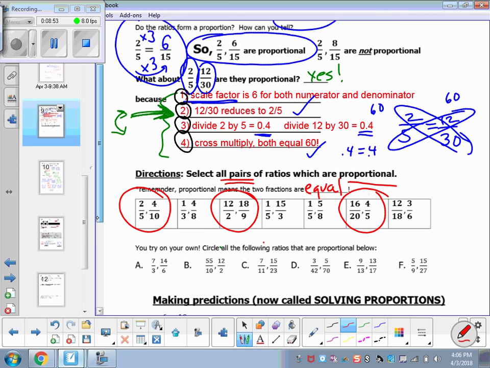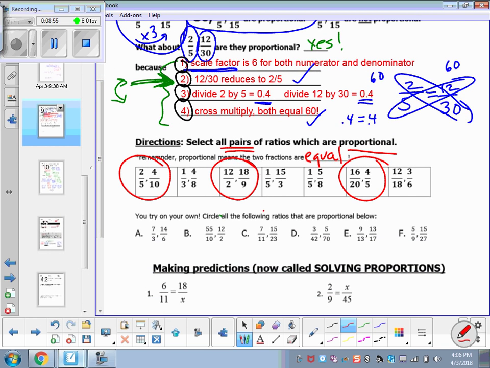Now I want you to just pause the video, and I want you to try this next one on your own. And when you hit play, you're going to hear the explanation of me going over it. So go ahead and hit pause. And right now, I just want you to try these on your own. And after you're done, you can hit play and see if you got them right.